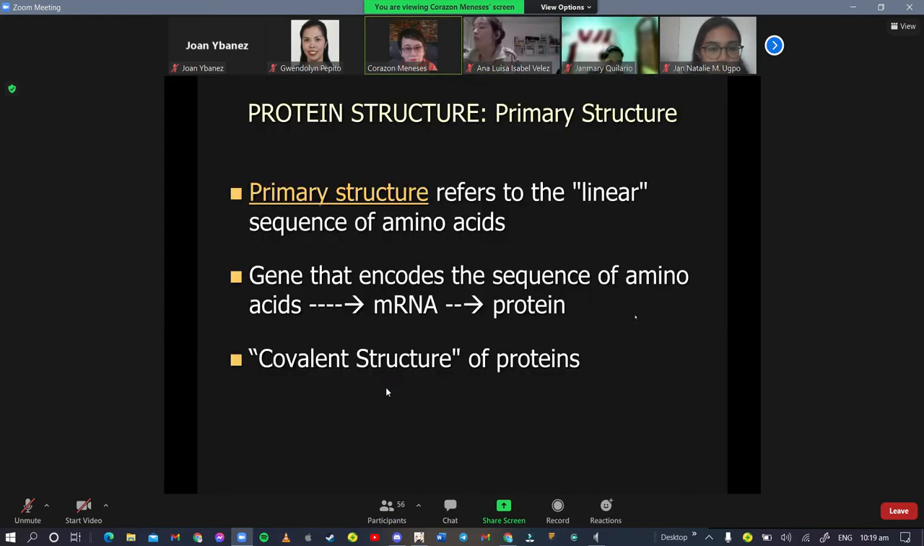So primary structure is linear, and it is also referred to as covalent structure. Anyone who can tell me why it is also referred to as the covalent structure? Do you understand covalent bond and non-covalent bond?